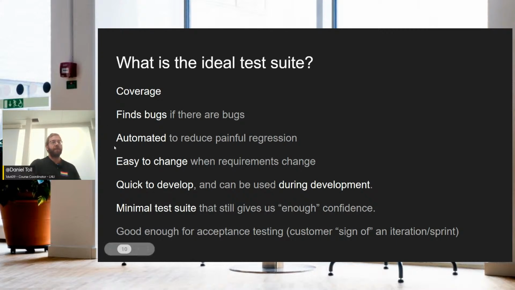We want to automate this in order to reduce painful regression testing. So we automate the checking of these test cases. That means that we want to have test data specified. This allows us to automate, and we want to use cool tools in order to automate this also. An ideal test suite is easy to change when requirements change. So we need traceability, right? We need to know if this requirement changes, which tests are going to be changed also.